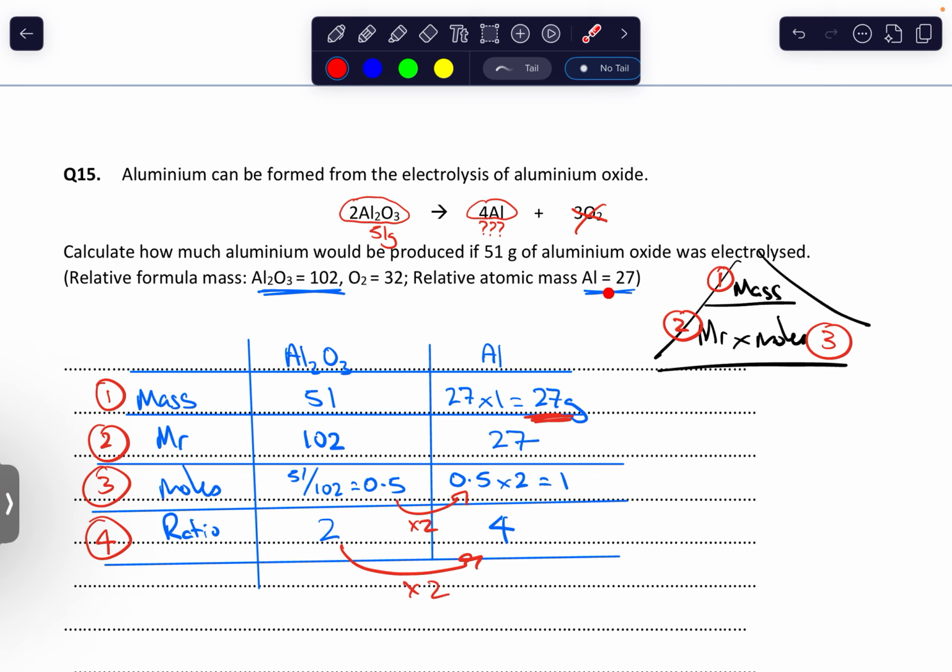The MR for aluminium is 27 because it tells me that here. Now to work out the mass, let's go back to my triangle. I want to work out the mass. The mass is the MR times moles, so it's the 1 times the 27, which is going to be 27.